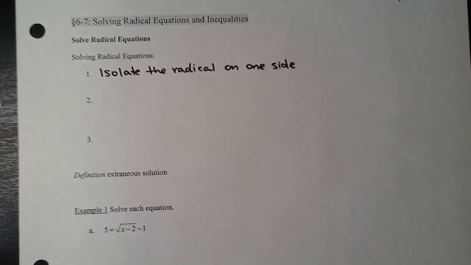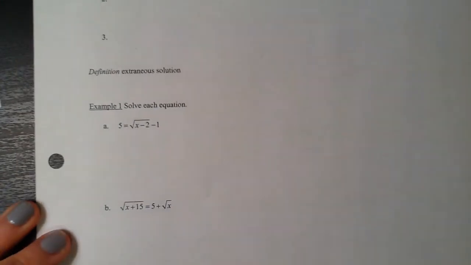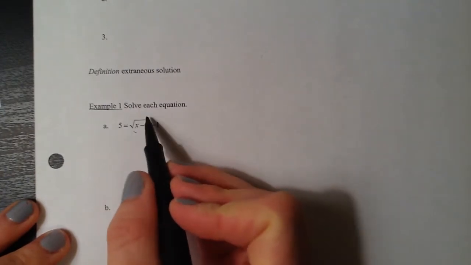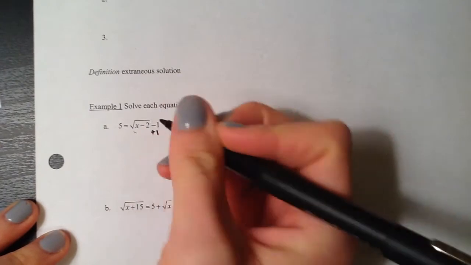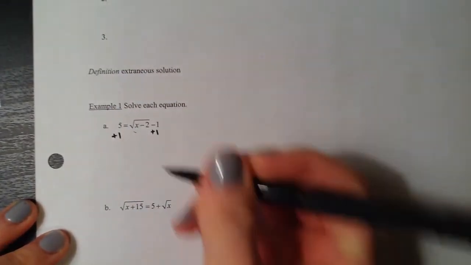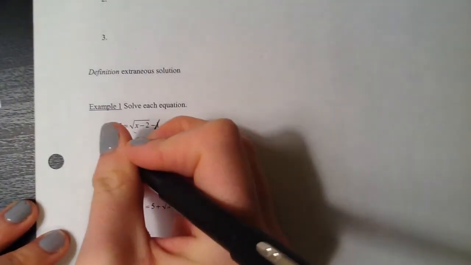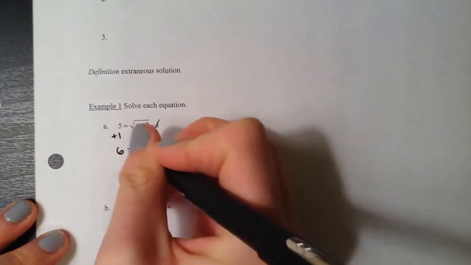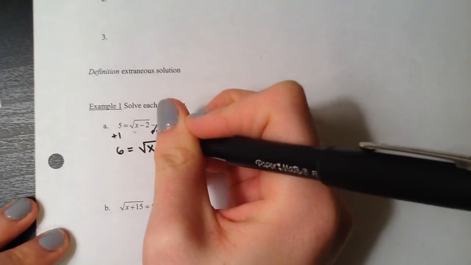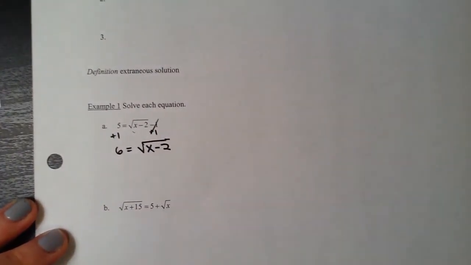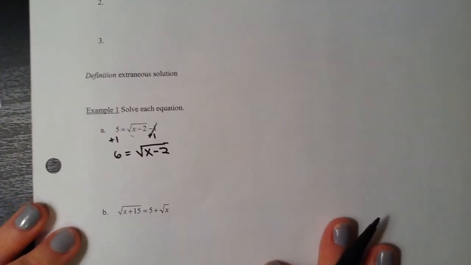All right, so let me show you with example 1, part A. So for example, I have the square root of x minus 2, but then I have this little plus 1. So in part of isolating, I have to move that plus 1 over. All right, so add 1 to both sides. Now I have 6 on the left, and then I have the square root of x minus 2. All right, so get the main square root by itself on one side of the equation. That's what I mean by isolate.